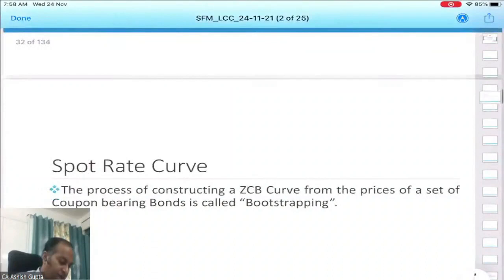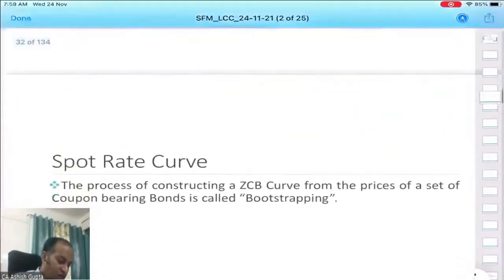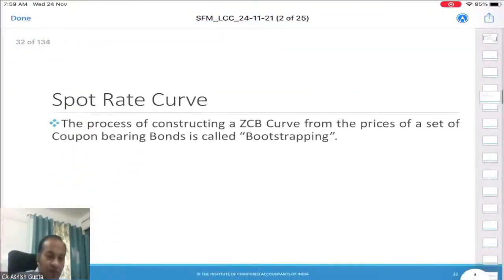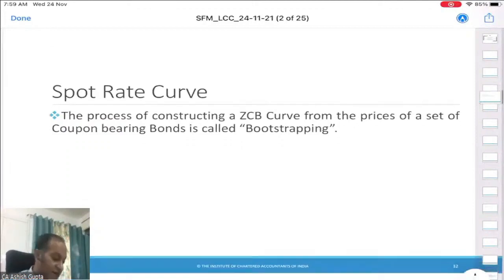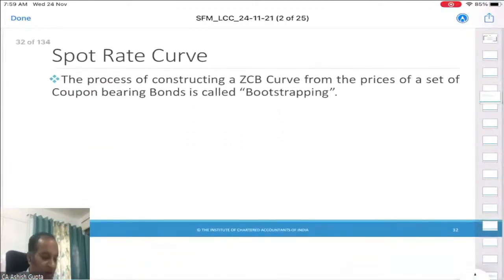Now students, why do we use the spot rate curve? We use it because suppose we have bonds of different maturity periods and different rates of interest. To make them comparable, we determine the spot rate curve.